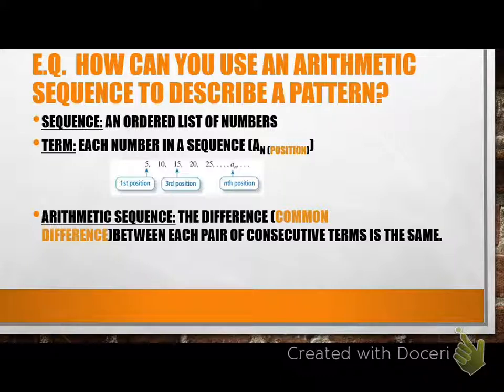Now, what is a sequence? It's an ordered list of numbers. So that's what we're going to be looking at in today's lesson. We're going to have lists of numbers, and they are sequences. Now, each number in a sequence is called a term. So we're going to represent this with a sub n.